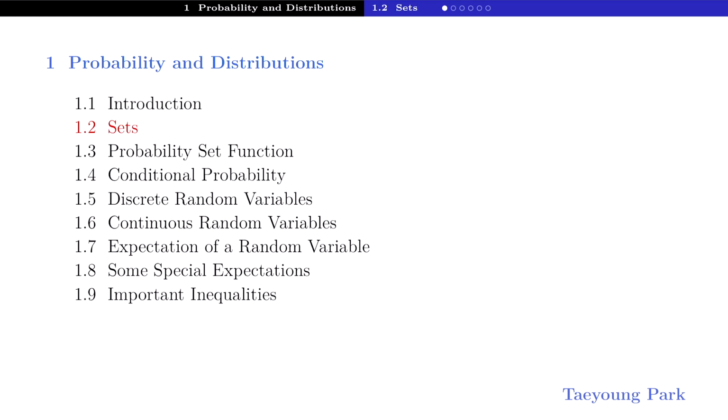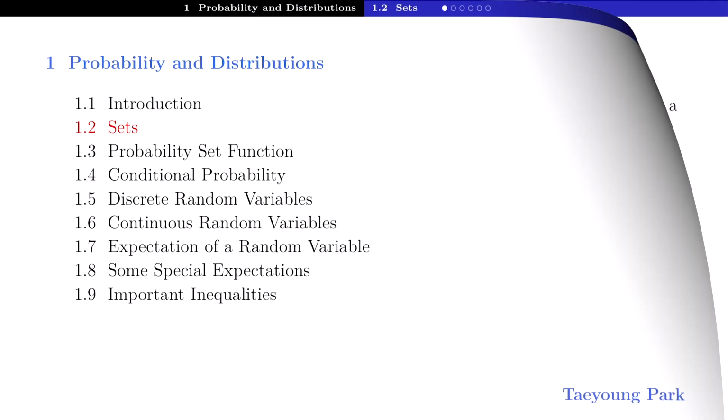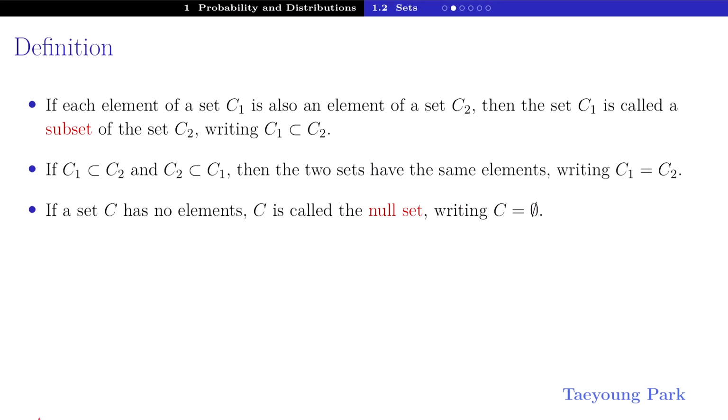In the previous video, I introduced the probability theory. In this video, I introduce the set theory that is closely related to the probability theory. I will begin with some definitions to introduce the set theory.